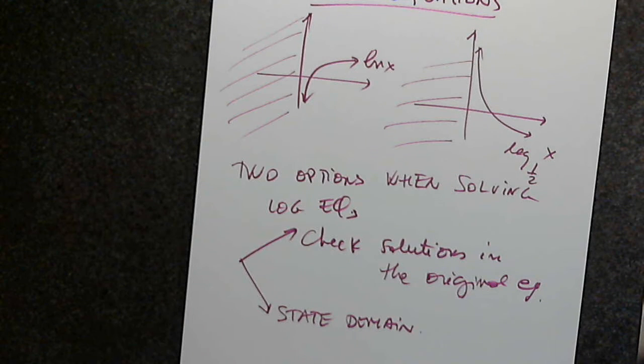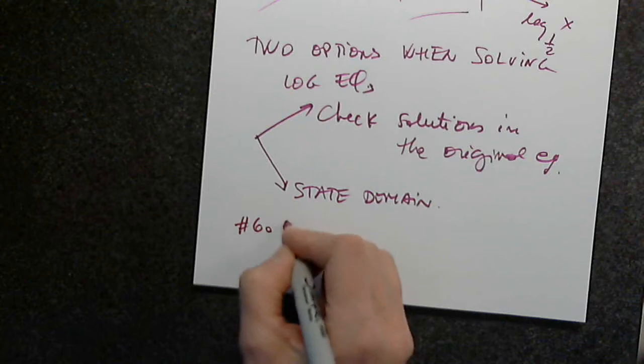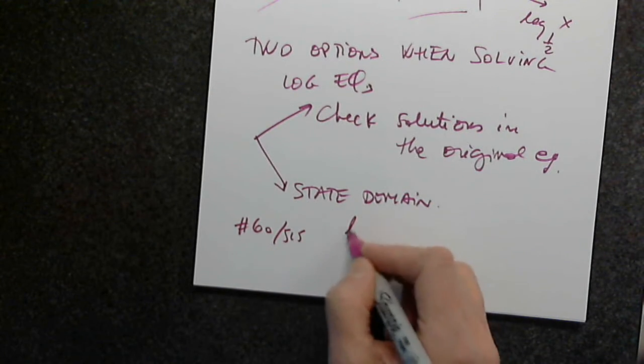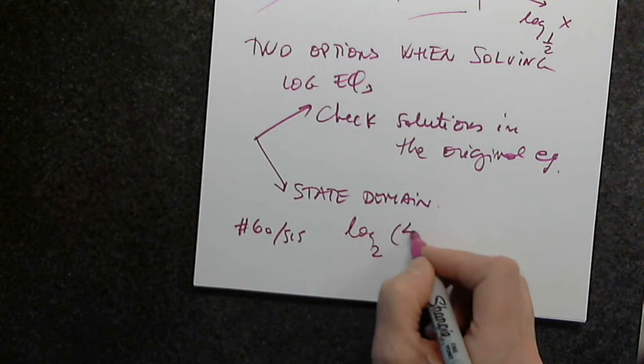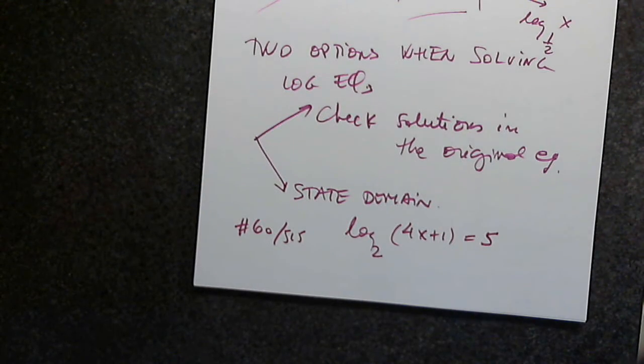Okay, so let's take a look. We are on page 515. And let's start with problem 60. Log base 2 of 4x plus 1 equals 5. Can anyone tell us how to find the domain of this function?